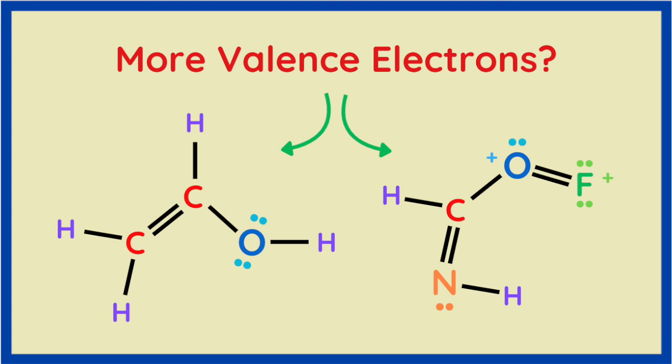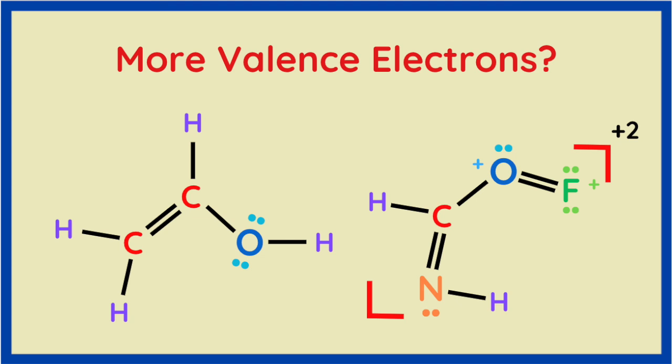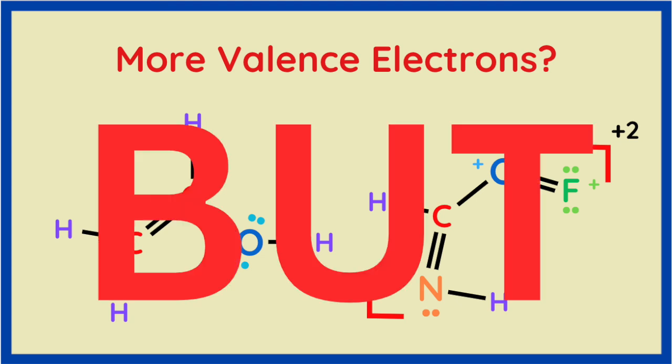Which of these two molecules has more valence electrons? The one on the left, the one on the right. And you might have noticed that the molecule on the right isn't neutral, it has a +2 charge. So wouldn't that mean that the +2 molecule simply has 2 less electrons than the other? After all, each electron has a -1 charge.